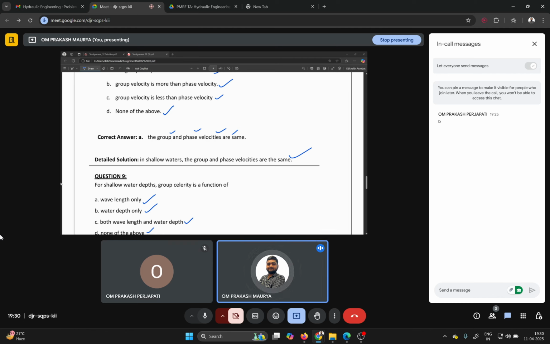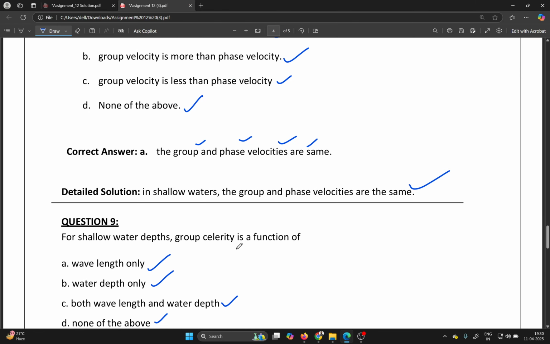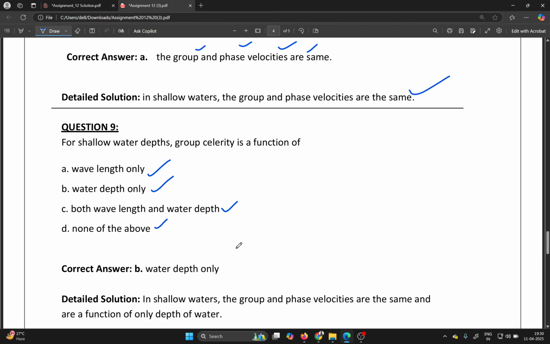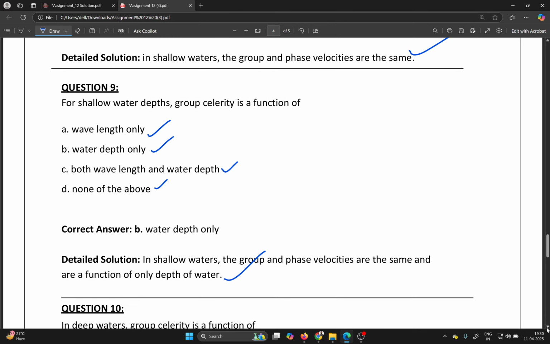Okay, let me just show you. Option B will be correct for question number 9, the water depth only. The description is: in shallow waters, the group and phase velocity are the same and are a function of depth of water, only depth of water. Remember, please, for question number 9. Now we'll move on to question number 10.